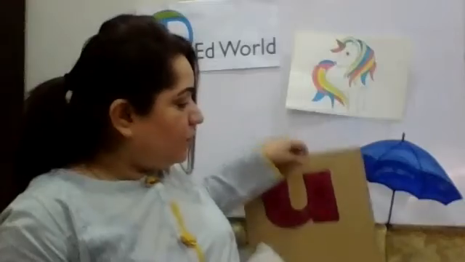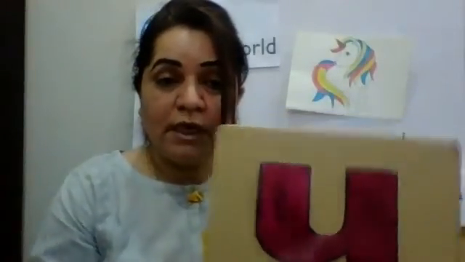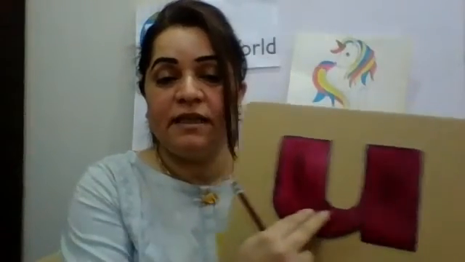So we have done U today, right? The alphabet for today is U, and we have done the umbrella and the unicorn and up, so there are a couple of things which start with U. And the formation we have done like this. Okay, so this was the small U which we have done. So the capital one we are going to do tomorrow, right?